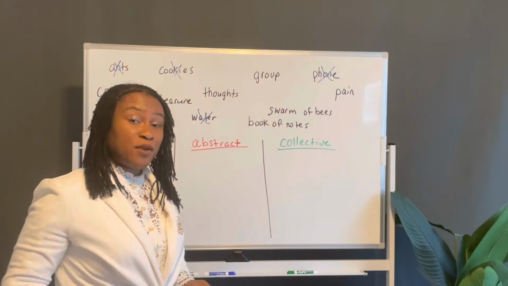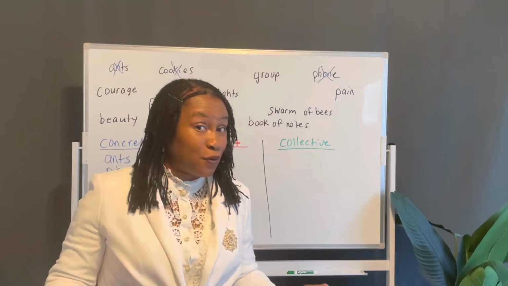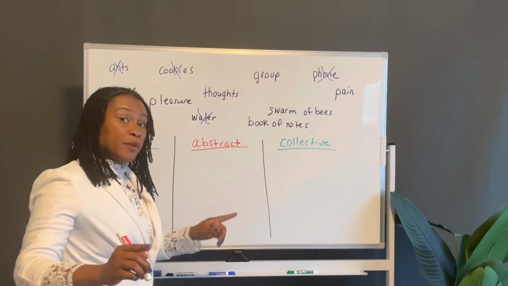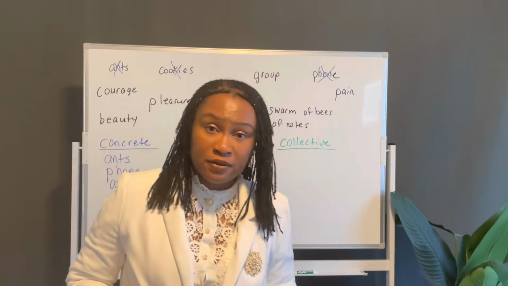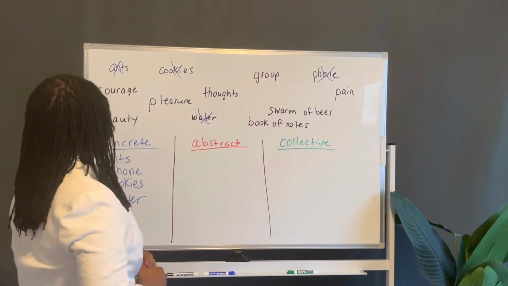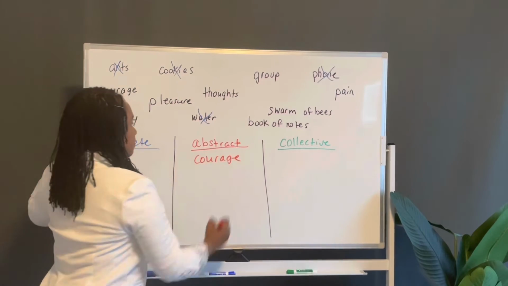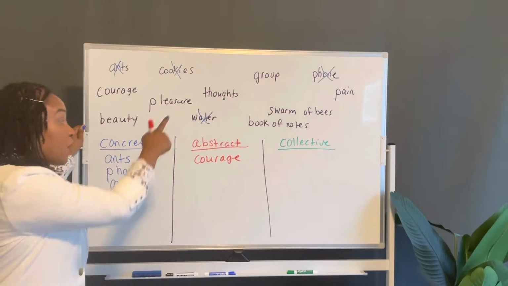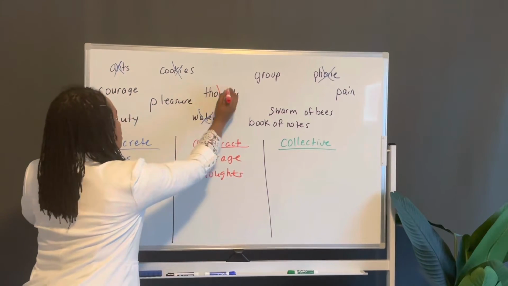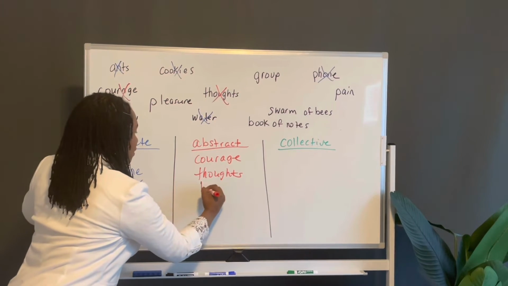Remember, if you need to pause the video anytime during the lesson to process the information and to write the information down, feel free to do so. I'll be right here. Okay, abstract nouns. Remember, abstract nouns are nouns that cannot be perceived by the five senses, even though we may see signs of them. Okay, let's see. Courage. Yes, courage is an abstract noun. Let's cross out these two already. What else? Beauty. Very good.